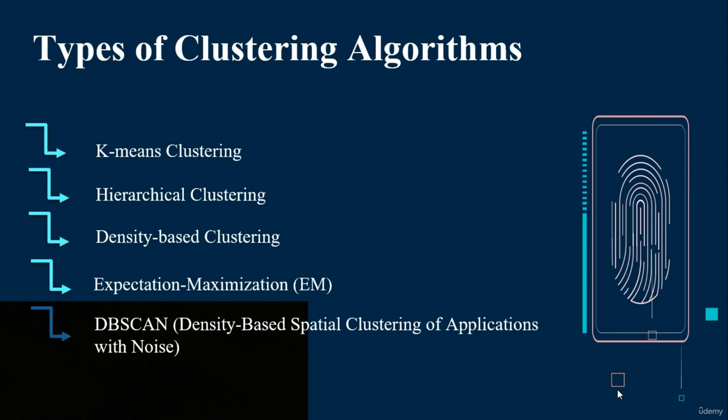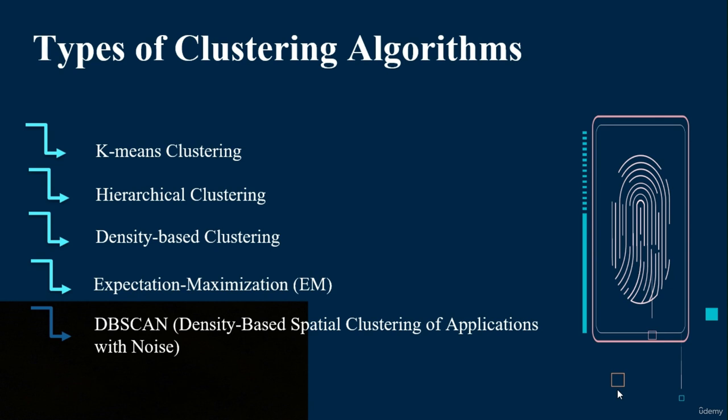Fourth one we have EM, expectation maximization. EM clustering is based on the principle of maximum likelihood estimation. It is commonly used for clustering tasks involving probabilistic models such as Gaussian mixture models, short form GMMs. Then we have DBSCAN, density based spatial clustering of applications with noise. DBSCAN is a density-based clustering algorithm that groups together data close to each other and separates noise points. It is effective in discovering clusters of arbitrary shape.